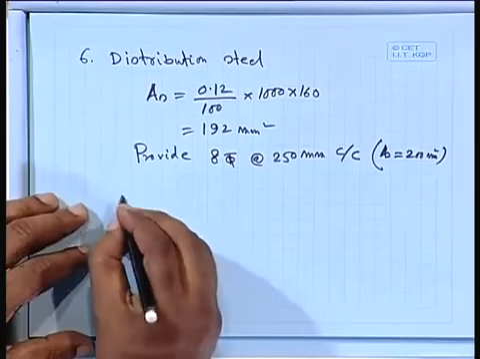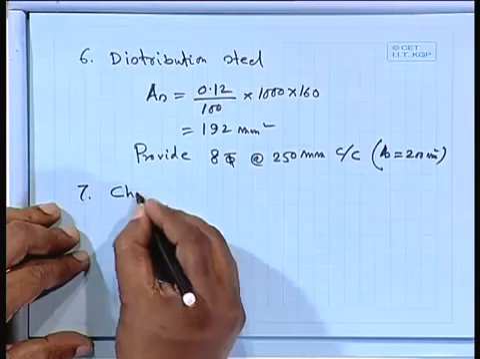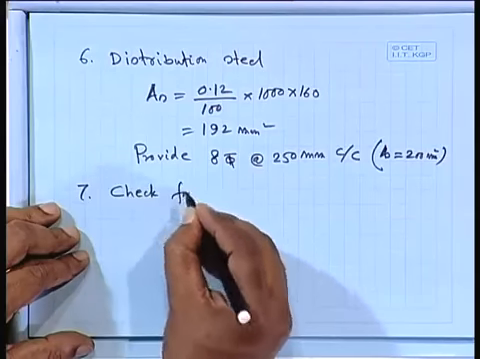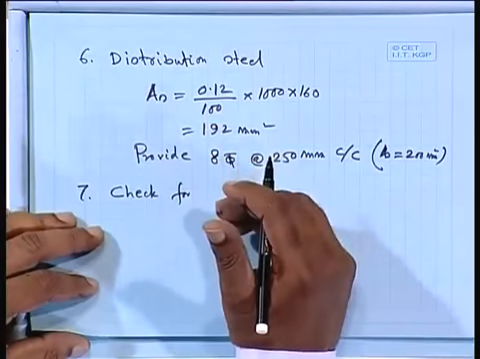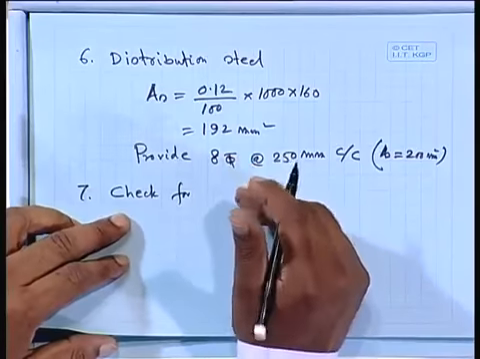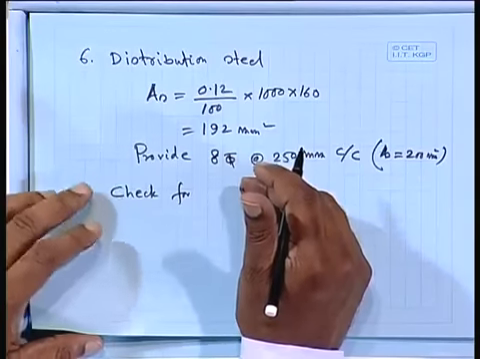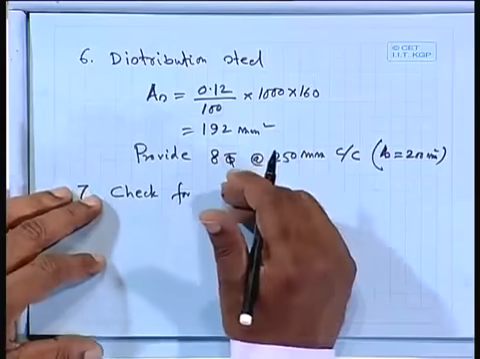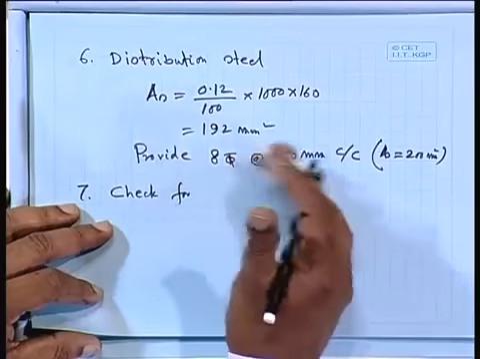Now what about the shear? We have to check for shear, because after this we have computed so many things, but if we find that shear stress is more than the permissible, then we have to change the section.